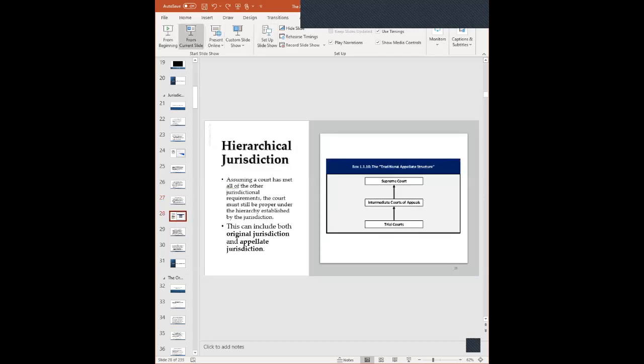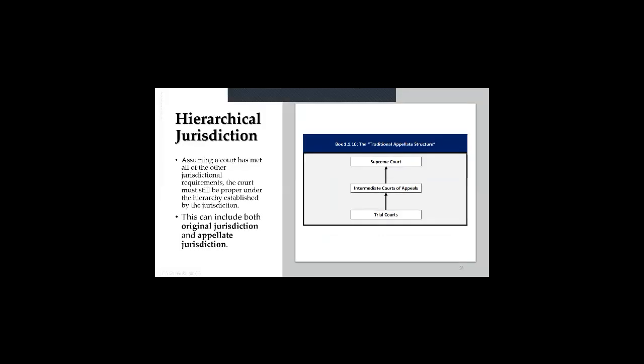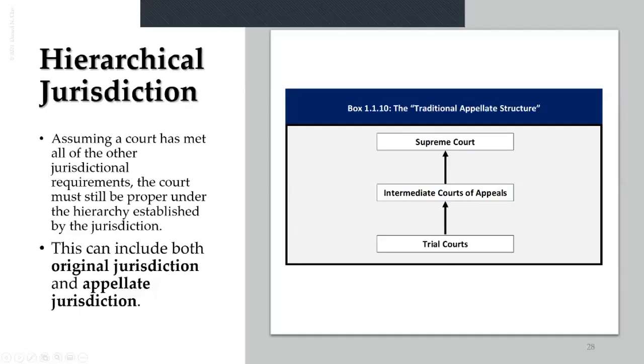Assuming that we have personal jurisdiction, we also have to have hierarchical jurisdiction. Basically, we have a trial court where the trial happens. Then we have an intermediate court of appeals where, if you don't like the result, you can appeal. And then we have the Supreme Court, right? This is just the traditional structure, not true of every state, not even true of the federal government. We'll get into that later, next class, when we start diving in.